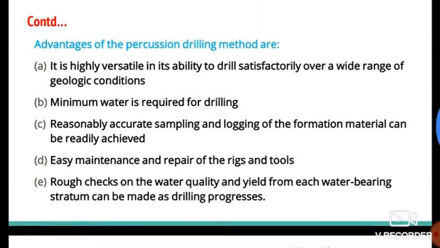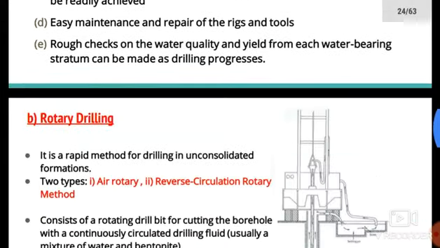There are many advantages. There is no need of water for this purpose; minimum water is required for drilling. It has a very high versatility to drill satisfactorily over a wide range of geologic conditions. In any geologic type of soil, we can drill holes using this method, and there is ease of maintenance and repair. These are the advantages of percussion drilling.